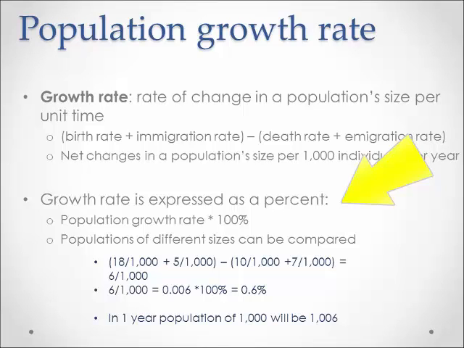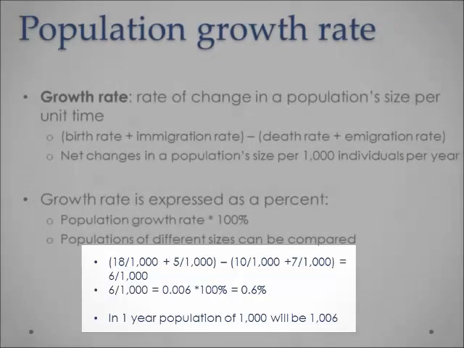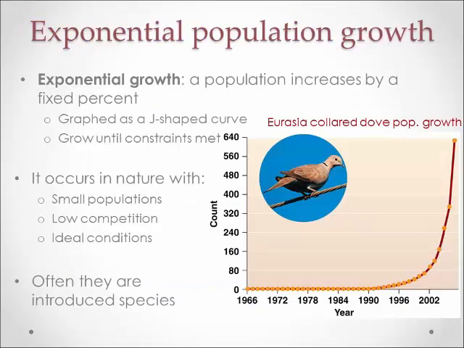Using a percent allows population ecologists to project changes that will occur in a population over the long term. For example, a population with 0.6% growth would be expected to grow from 1000 to 1006 in 1 year. There are two types of population growth patterns we will examine: exponential and logistic. Exponential growth is when a population increases by a fixed percent.